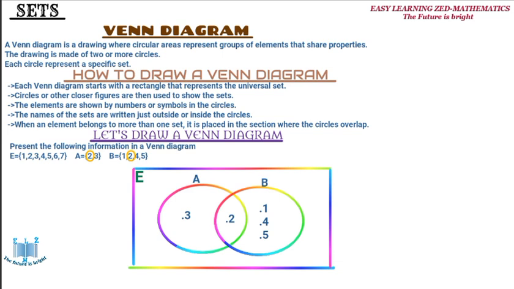So these do not belong in set A or B. They are just members of the universal set. So these will be written outside the circles but inside the rectangle. So I can even put them down here. They are not members of set A and B. They just belong to the universal set. Okay, so basically this is how you enter the information in the Venn diagram when it's given, and this is how you draw the Venn diagram.